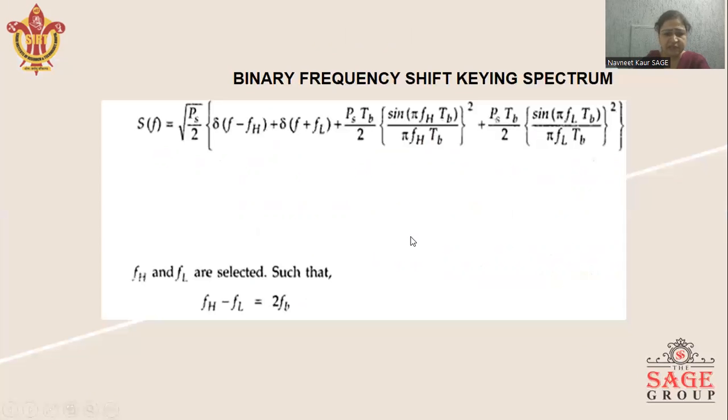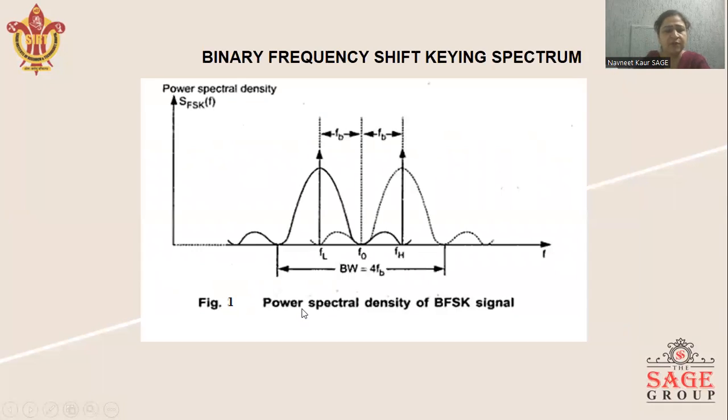Here, we will assume that the separation between fH and fL is 2fB, because we want minimum interference between the two spectra. So by taking the separation between fH and fL as 2fB, there will be minimum interference. That means whenever there is a maximum of the first spectrum, there will be a minimum of the second spectrum.